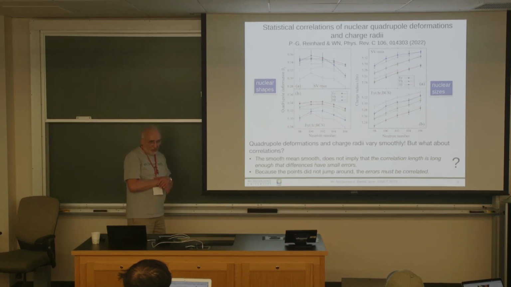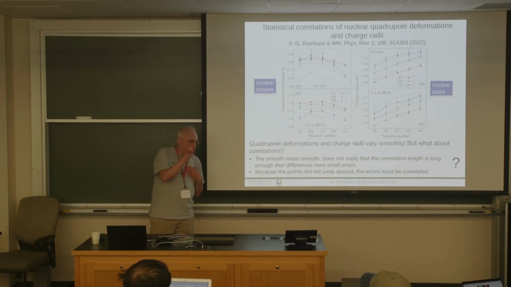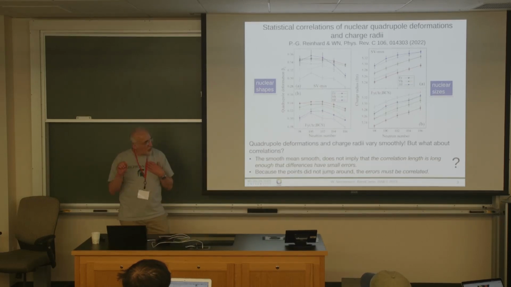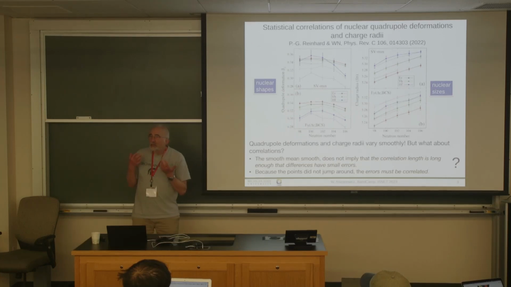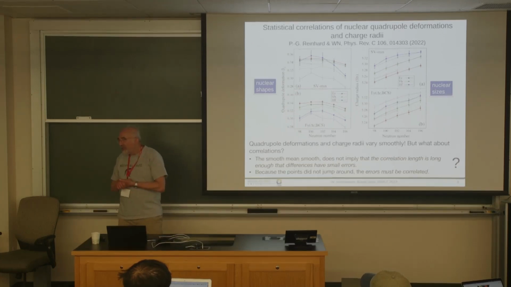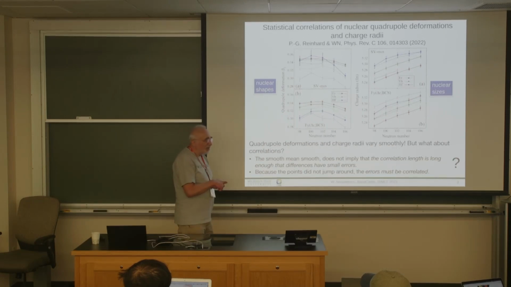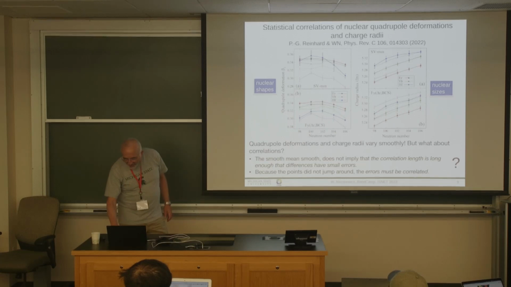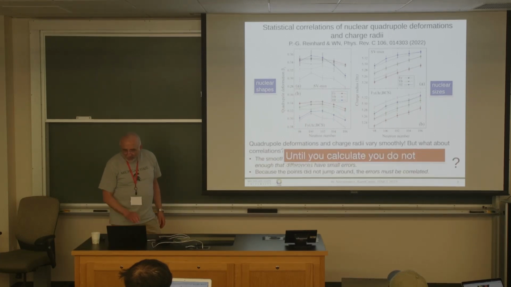And usually this is almost obvious, right? If the quantity changes very smoothly, changes are adiabatic, gradual, then there must be less correlations between those individual datums, right? Is it the case? You never know until you do calculations. Until you calculate, you do not know.